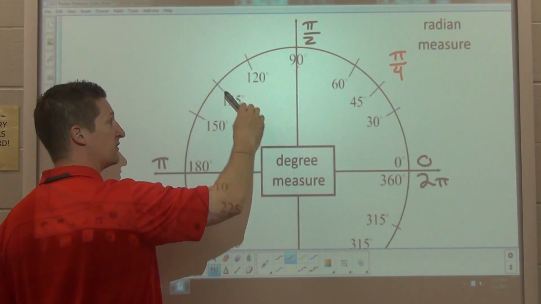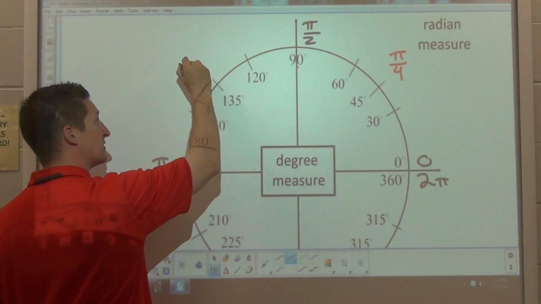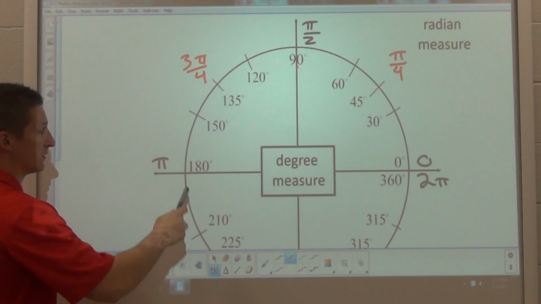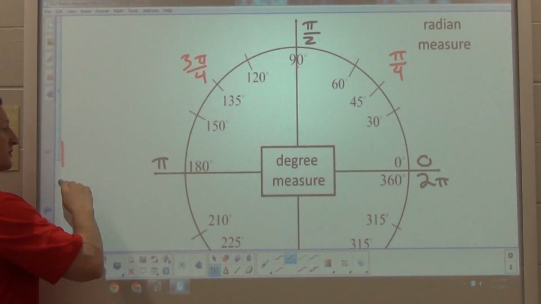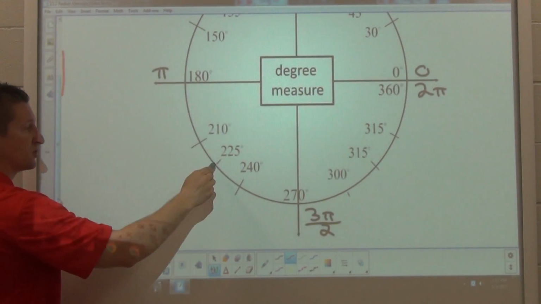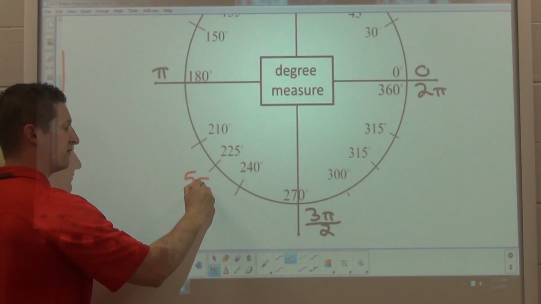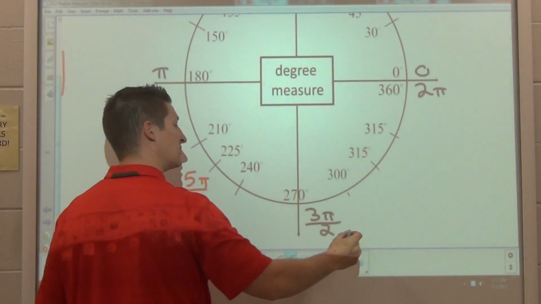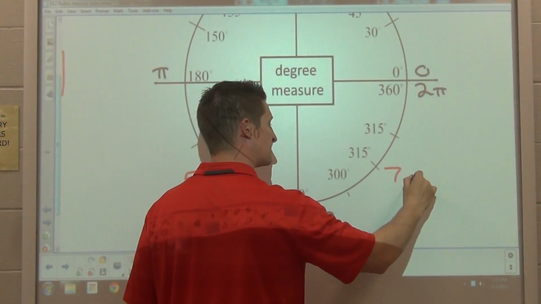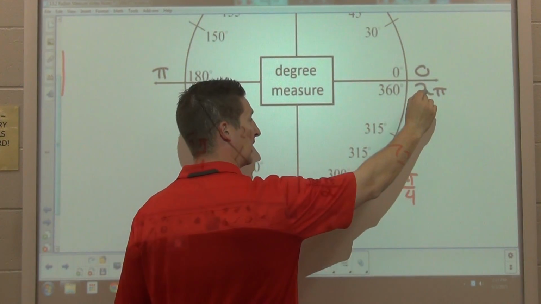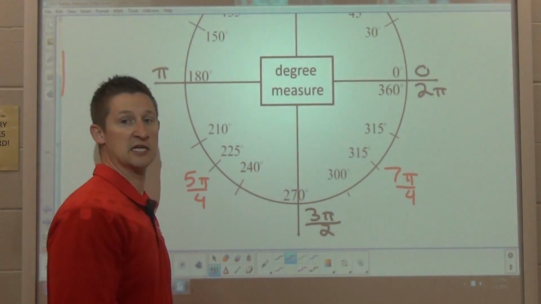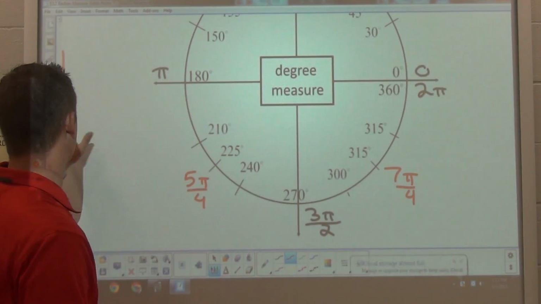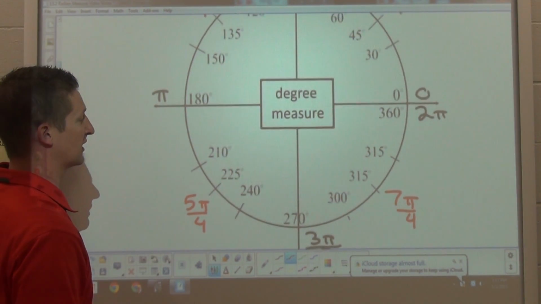When I get to the next 45 degree angle, 135 degrees, that's going to be 3/4 of pi. 180 is 4/4. The next angle is 225, which is going to be 5/4 of pi. 270 is 6/4, which reduces to 3 halves. And then 315 is going to be 7/4 of pi. And again, 8/4 of pi is equal to 2 pi. So we've taken care of another set of angles. Again, these are numbers that we should be able to recognize.